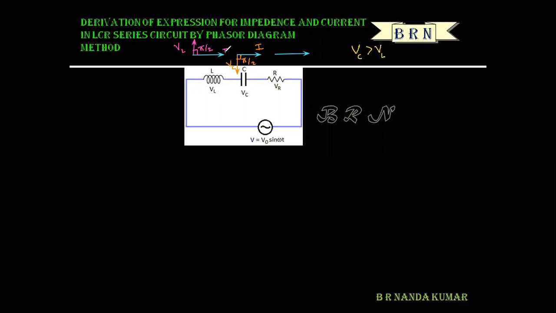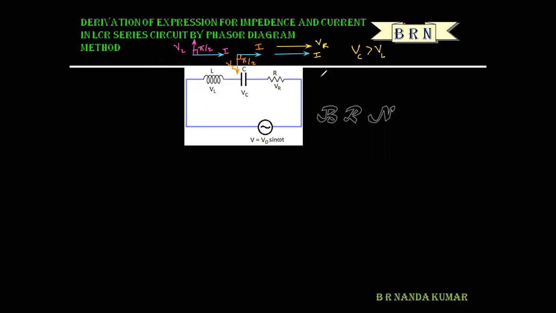The potential difference across R is VR, that is in phase with current. So there is no phase difference between current and voltage in a purely resistive circuit.